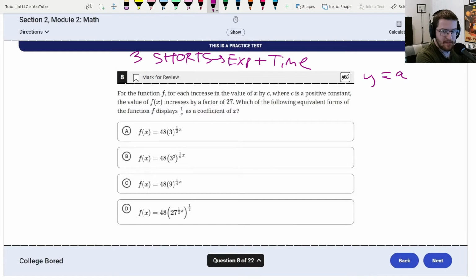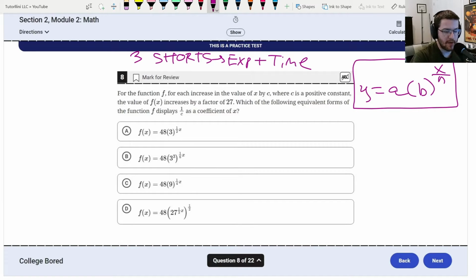Y equals A times B to the T over N, or how about since they use X in this problem, I'll say X over N. So A is the initial Y value, the Y-intercept, B is the multiplier, and N is the interval. The interval tells you how often that multiplier gets fully applied.